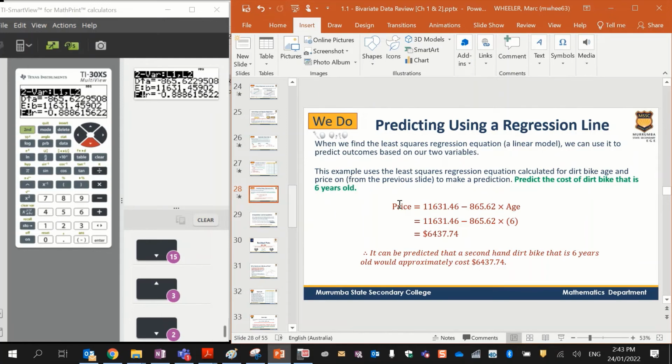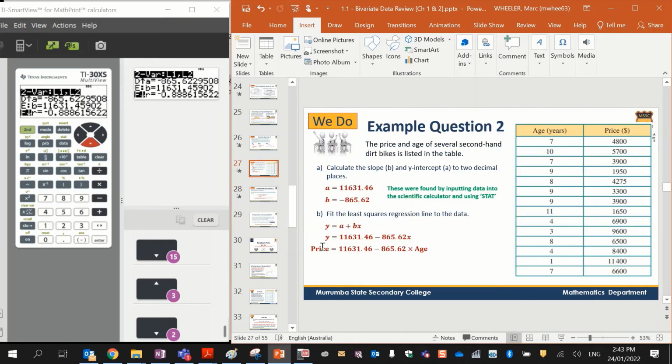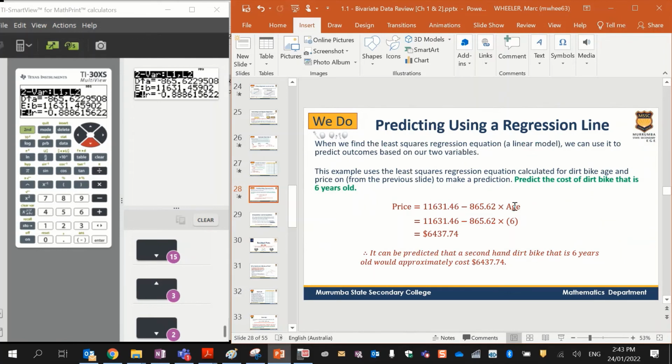So we're going to write price equals, and we use our formula from before. So y equals, or price equals 11,631.46, subtract 865.62 times age. And then we actually go and substitute in the value for age because we know it's 6. So we put 6 in there, and then we put all that in our calculator and it gives us a value. And we write a therefore statement. So therefore, it can be predicted that a second-hand dirt bike that is 6 years old would approximately cost $6,437.74. This is a prediction. We don't know this for sure, but it's better than having no idea what a dirt bike would cost us.